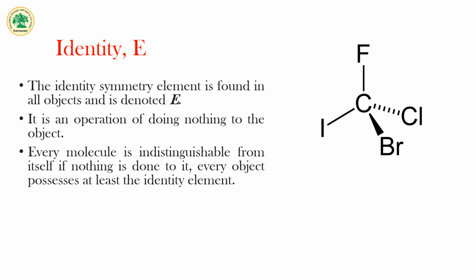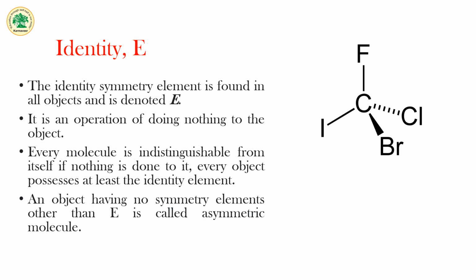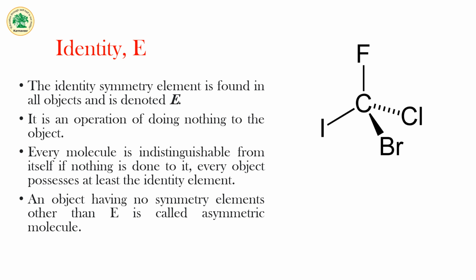So, for example, if this molecule on your right side does not contain any other element, that means it has one and only one element, that is E. And such molecules are said to be asymmetric molecules, and they are chiral in nature.